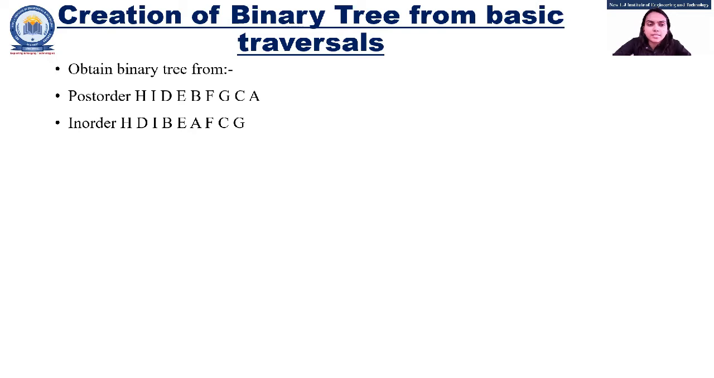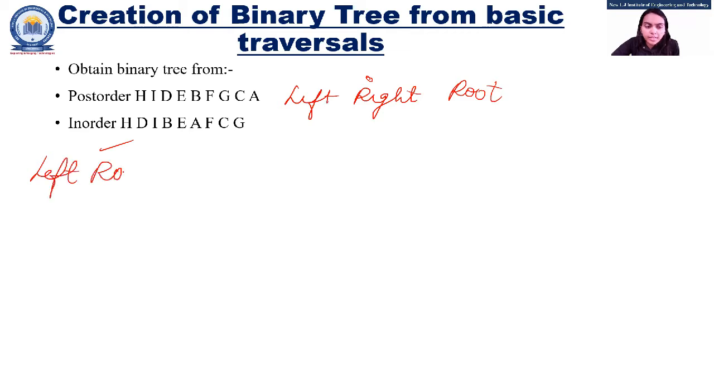Now, let us see how we can obtain a binary tree if we are given in order and post order traversals. Okay, so now students, we know what is a post order traversal. So root is at the end. So it is left, right, and root. And what is in order traversal? It is left, root, and right.